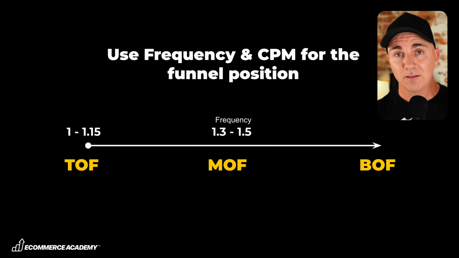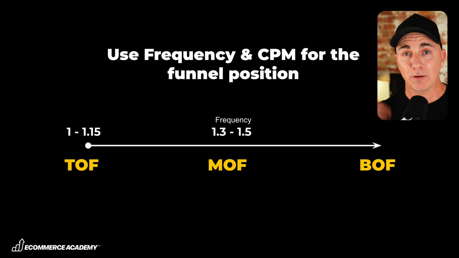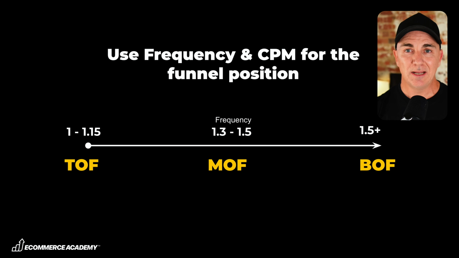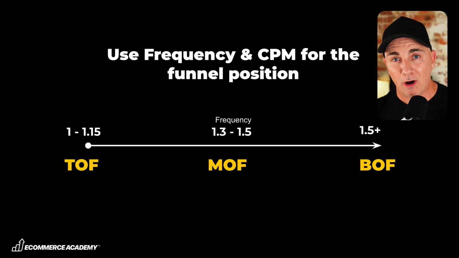But if we move to the middle of funnel, we think about that us versus them ad, that should be sitting at about a 1.3 to 1.5. We know it's correctly in the funnel. And what it's doing is it's showing that ad more than once to 30 to 50% of the people in our ecosystem. And then as we move down to the bottom of funnel, anything that's about 1.5 plus means that people are seeing this ad a lot. And this should be an offer ad and it should be driving them into a conversion.